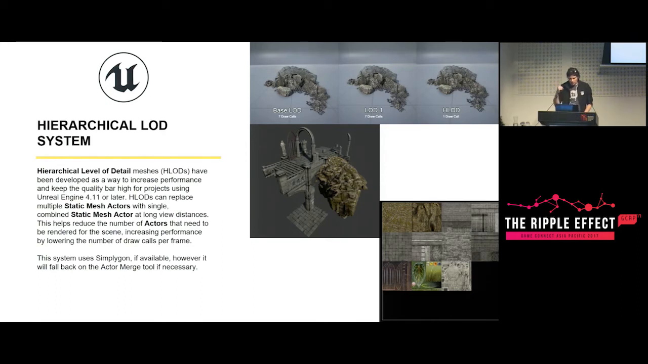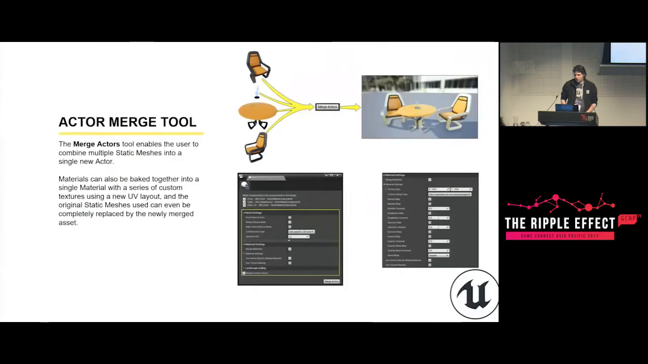And this uses Simplygon by default, and it falls back, if you're not using Simplygon in your build, to the actor merge tool. So the actor merge tool can be used by itself as well. It's just a really simple little tab that you can enable. It's in your developer tools. And all you do with this is select a bunch of actors and click the merge button, and they're all now going to be together as a single model.